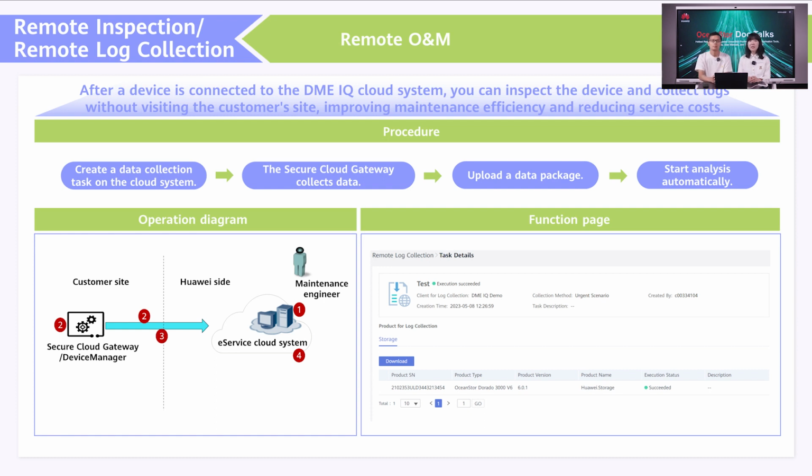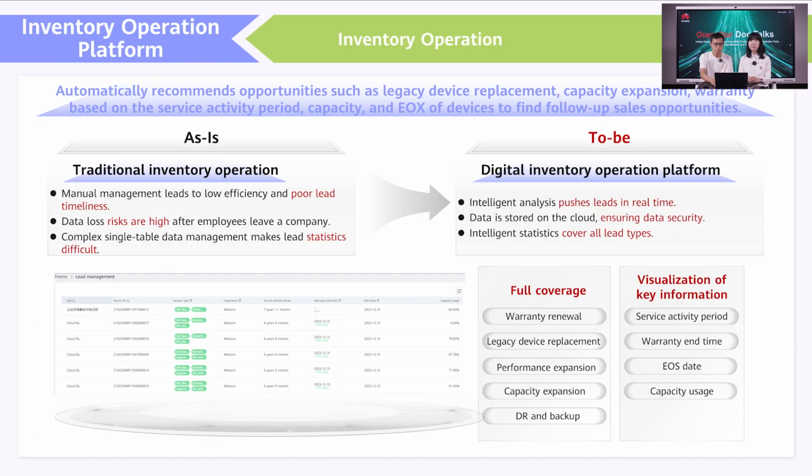Similarly, when the partner's engineer needs to perform regular health check on the customer's device, it is usually necessary to arrange a service engineer to perform health check on the device by visiting the customer's site. By using the remote inspection function of DME IQ, you can complete device health check within half an hour and learn the health status of the device. This convenient health check can also help partners to check the health status of customers' devices more frequently and guard the health of devices with higher quality.